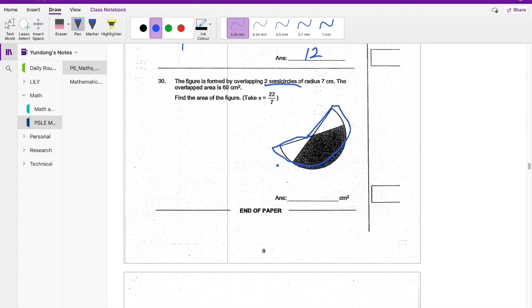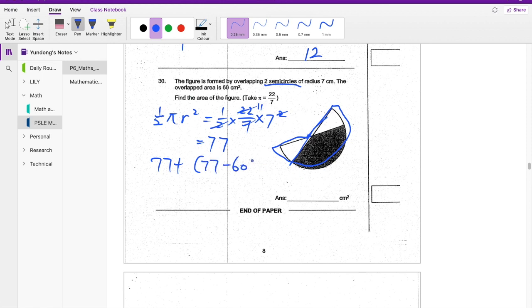we want to do it two ways, right? One way is that we can see the figure is equal to a semicircle plus this one, and this one is equal to a semicircle minus the shaded part, right? So one semicircle, the area is half of pi r squared, so equal to 22 divided by 7 times 7 squared, 11. So the area for a semicircle is 77. So the total area is 77 plus 77 minus this shaded area, right? Equal to 77 plus 17, 94.